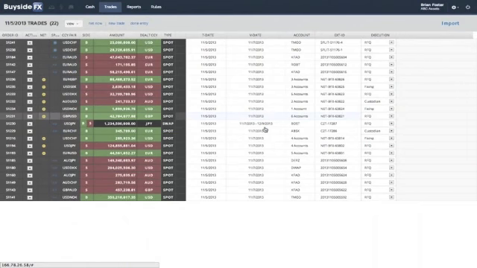BuysideFX can take a day's worth of work and give you back up to 90% of your time, so you can focus on higher value strategy rather than the usual busy work. The future of trading is about efficiency and intelligent, data-driven decision making, exactly what BuysideFX delivers.